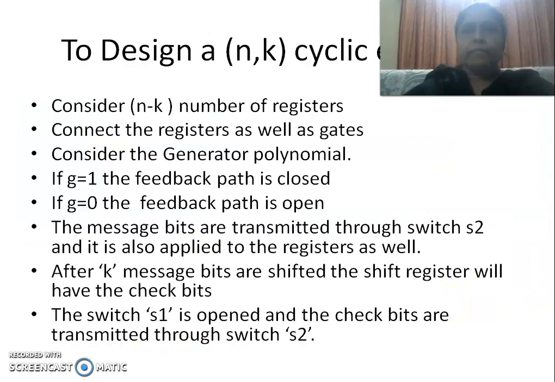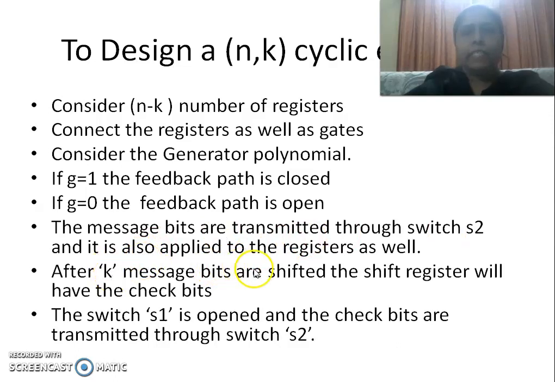So let us take an example. Before that, these are the steps we need to follow while designing an (n, k) cyclic encoder. The number of registers we have to choose is n minus k, and we have to connect the registers based on the values of g in the generator polynomial. If the value of g is 1, the feedback path is connected. If the value of g is 0, the feedback path is open, and the message bits are transmitted through switch S2, and also fed back to the register through switch S1.